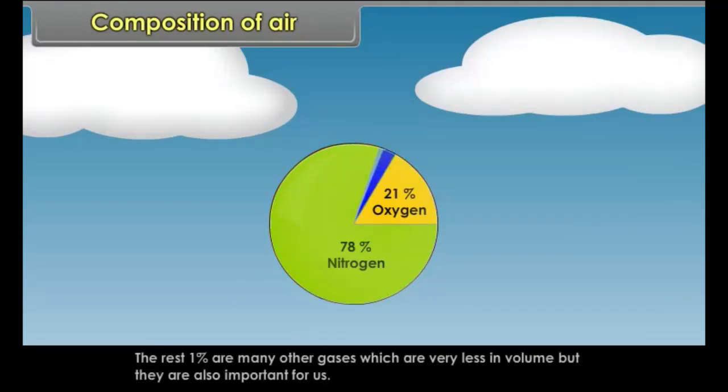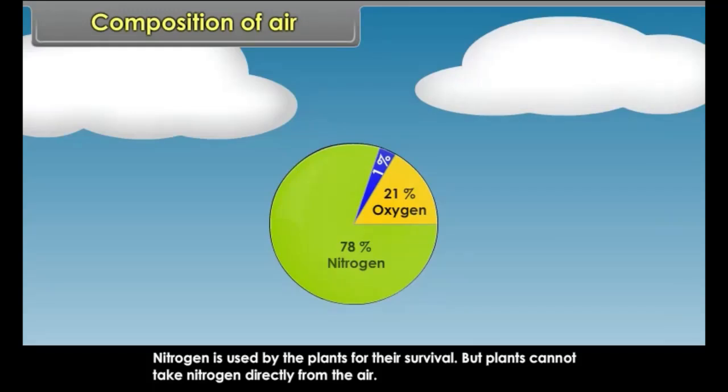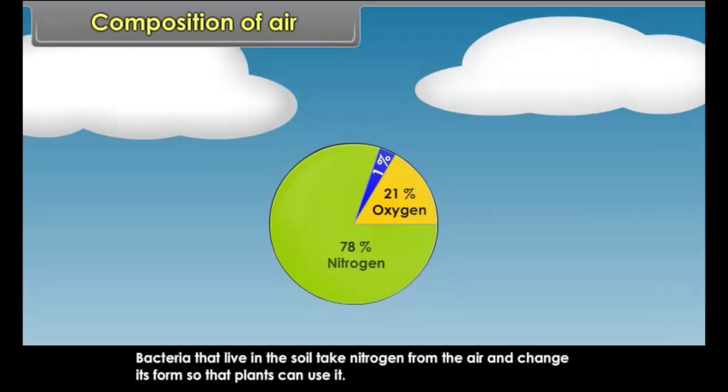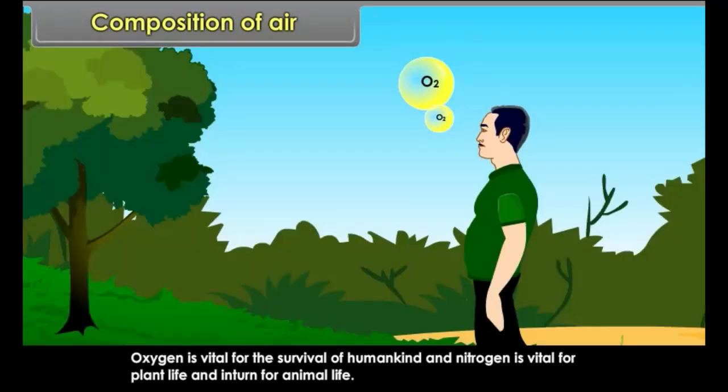The rest, 1%, are many other gases which are very less in volume, but they are also important for us. Nitrogen is used by the plants for their survival. But plants cannot take nitrogen directly from the air. Bacteria that live in the soil take nitrogen from the air and change its form so that plants can use it.